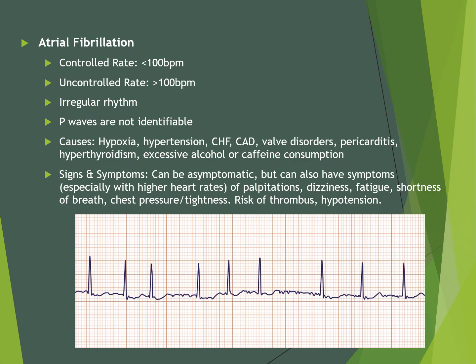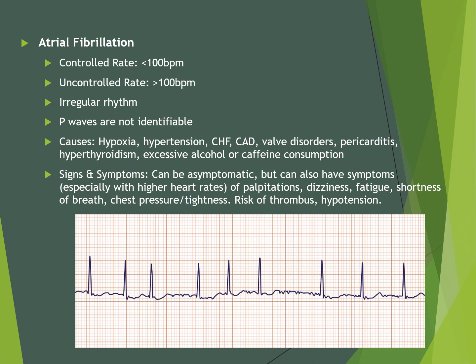Atrial fibrillation is a cardiac rhythm that most people are familiar with, and it is often included in the health histories of our patient population here on the medical unit. If the patient's rate is less than 100 beats per minute, this is considered a controlled atrial fib. However, if the rate exceeds 100 beats per minute, this is considered uncontrolled. Atrial fibrillation is an irregular rhythm, and P waves are not identifiable.